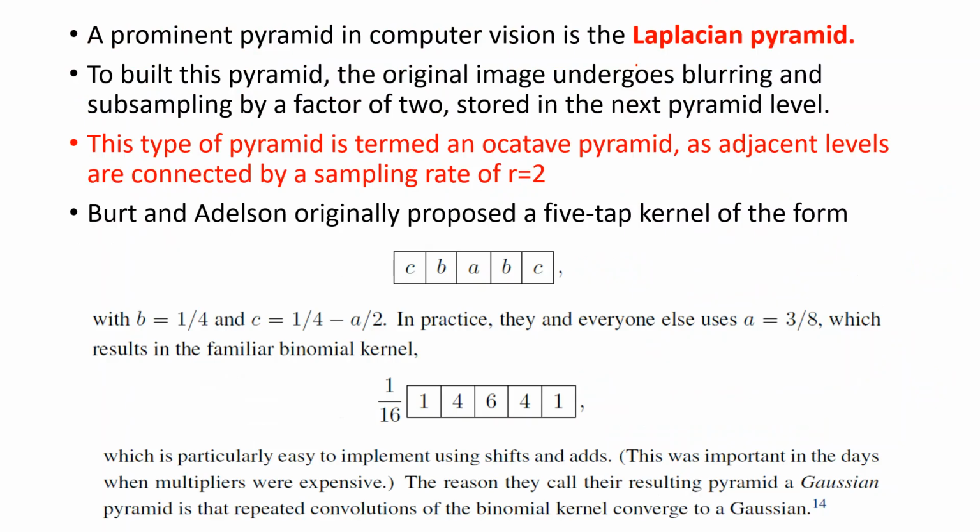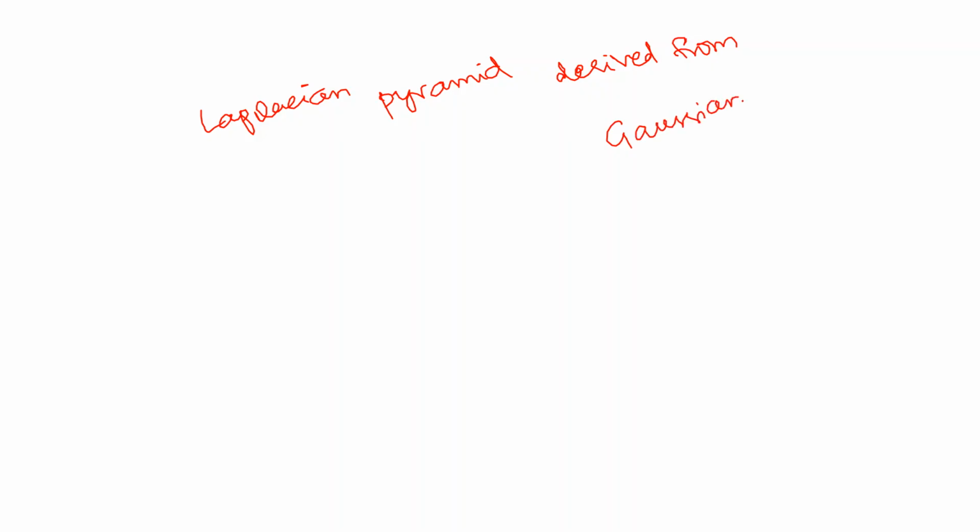Yes, the very important topic is the Laplacian pyramid in case of multi-resolution representation. The Laplacian pyramid is derived from the Gaussian pyramid. Okay, so this is a very important point. Please make a note of it. The Laplacian pyramid is derived from the Gaussian pyramid.